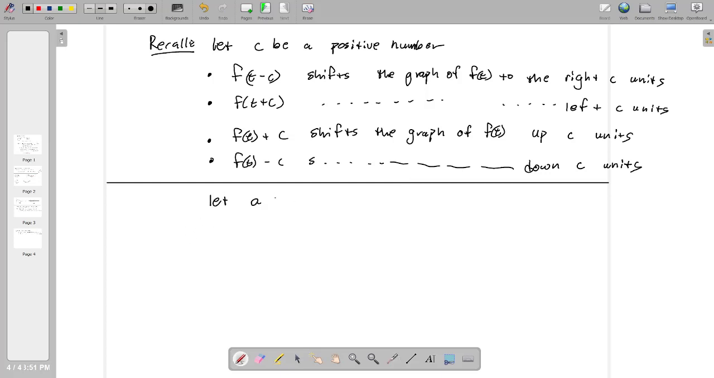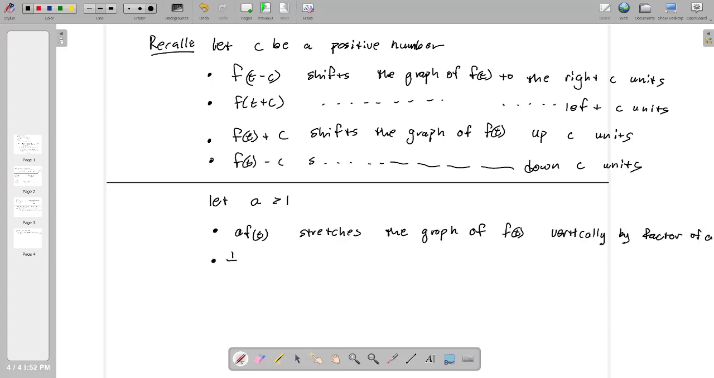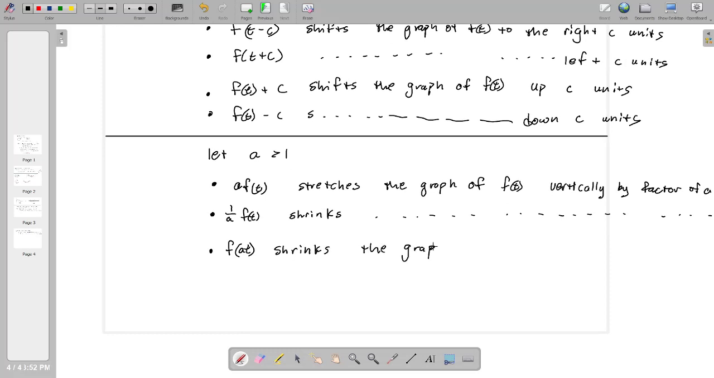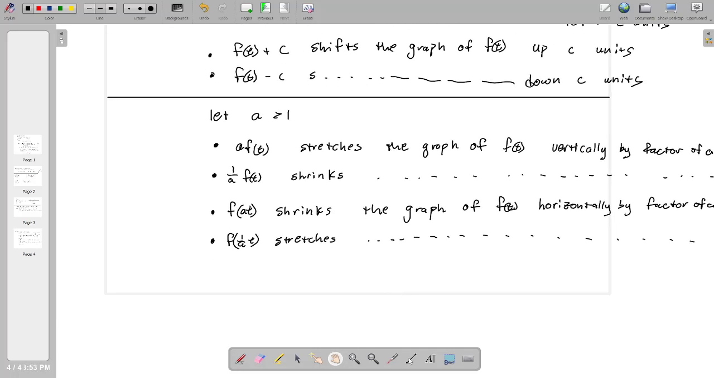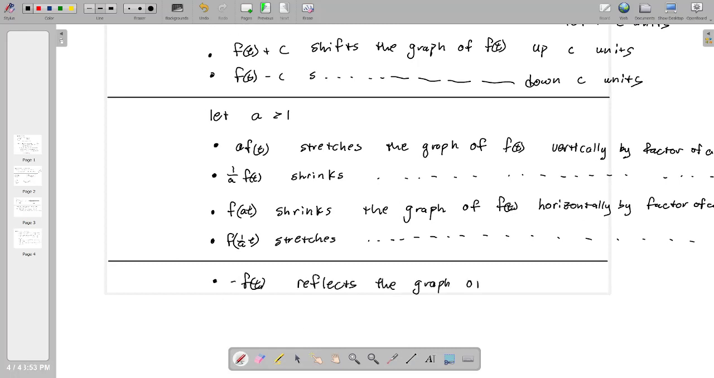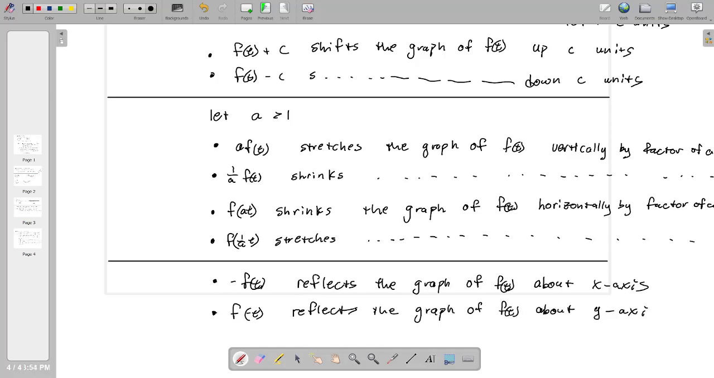Now let a be greater than 1. y equals a f of t stretches the graph of f of t vertically by a factor of a. And 1 over a f of t shrinks the graph of f of t vertically by a factor of a. f of a t shrinks the graph of f of t horizontally by a factor of a. And f of 1 over a t stretches the graph of f of t horizontally by a factor of a. And then the last two are the reflections. Negative f of t reflects the graph of f of t about the x-axis, and f of negative t reflects the graph of f of t about the y-axis.